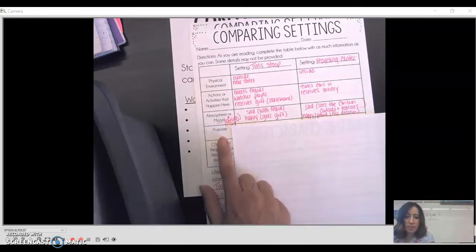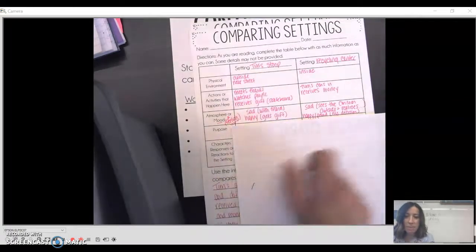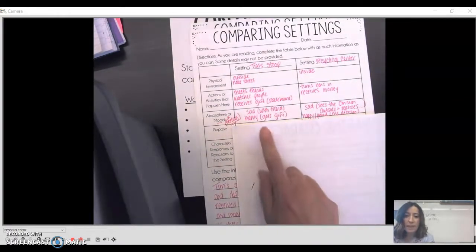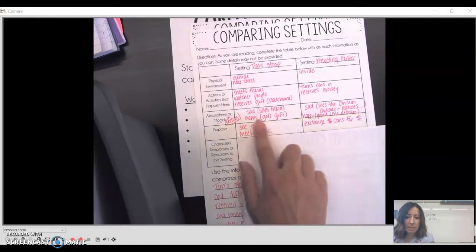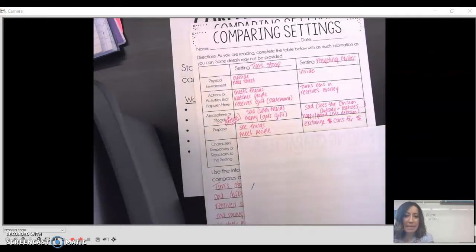When it comes to the purpose of that setting, I think of Tim's stoop as maybe the purpose of meeting people. It's a place for him to see what's happening in his neighborhood. It's a place for him to meet his friends or to meet other people. The purpose of the recycling center is to exchange cans for money. That's the purpose there. That's why they went there.